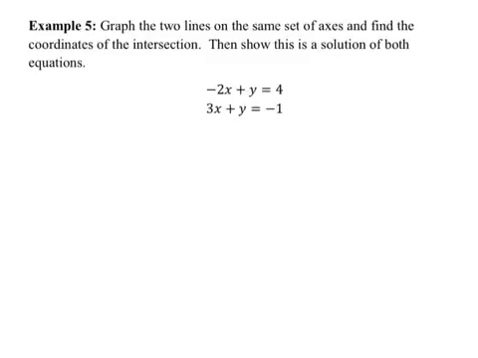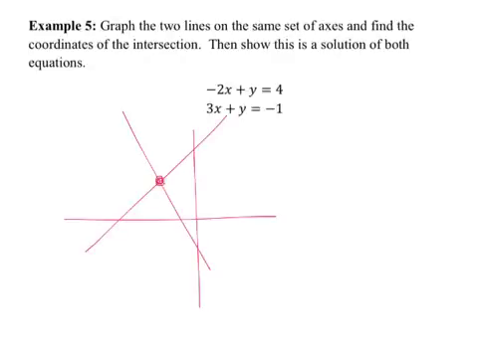Here's what it's going to generically look like, because you're going to run out of time. Real quick, here's what it's going to look like. The solution here should be at negative 1, comma 2. And when you find the solution at that intersection, if you plug in that point, it'll satisfy both equations. That's the interesting part. Okay?